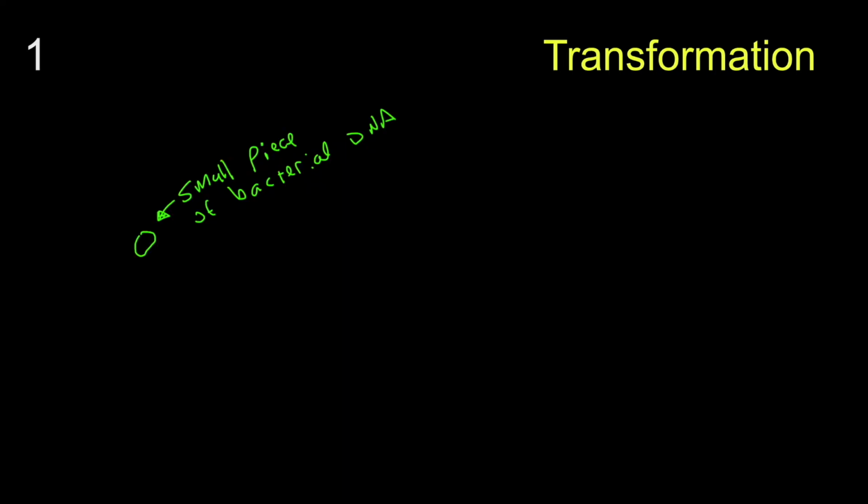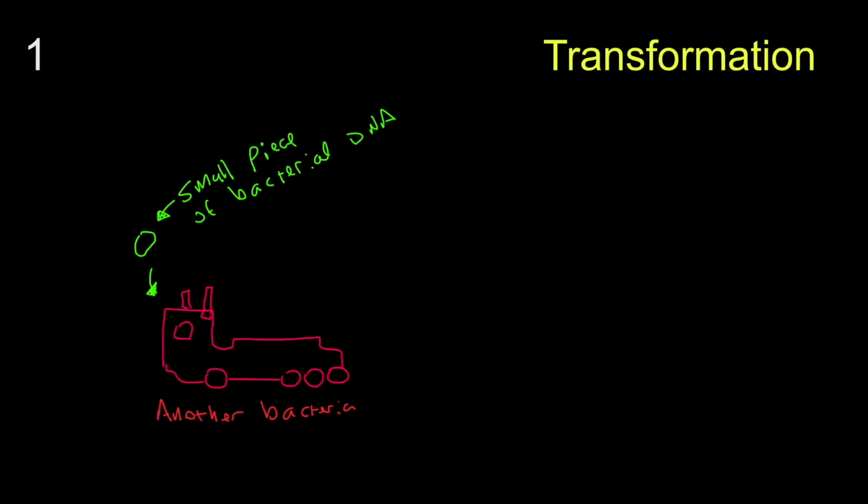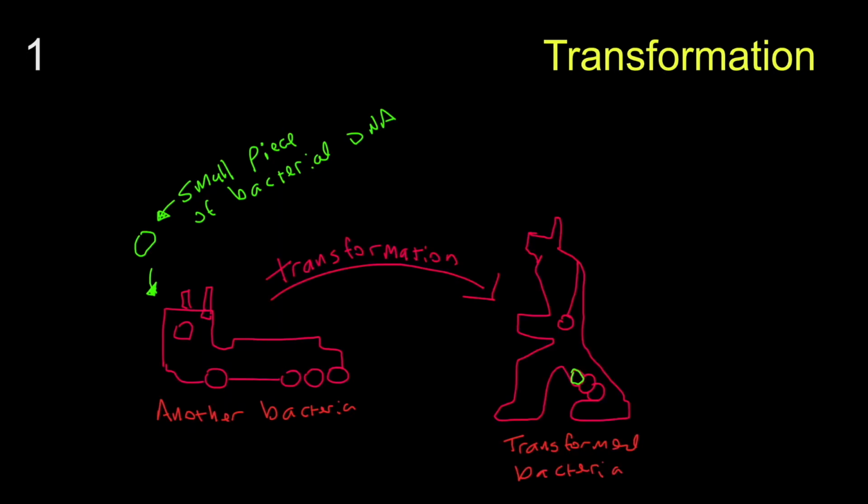Question number 1. What is the process in which one strain of bacteria is changed by the genes of another strain of bacteria? The answer is transformation. When I think of transformation, I think of transformers. So you have a small piece of bacterial DNA, and that small piece gets incorporated into another bacteria, like Optimus Prime. And then all of a sudden, you get a new transformed bacteria that not only has its own original DNA, plus it has the DNA of the small piece that got incorporated into it.